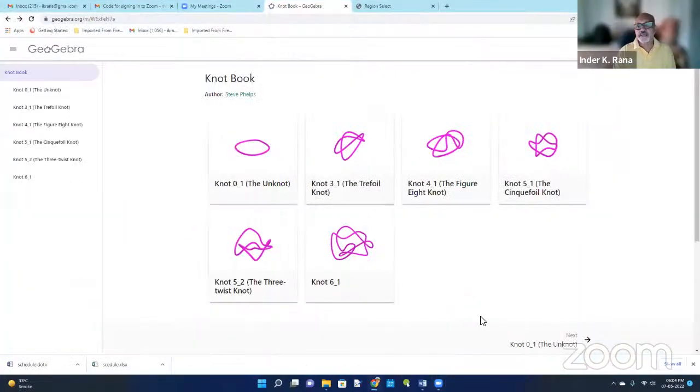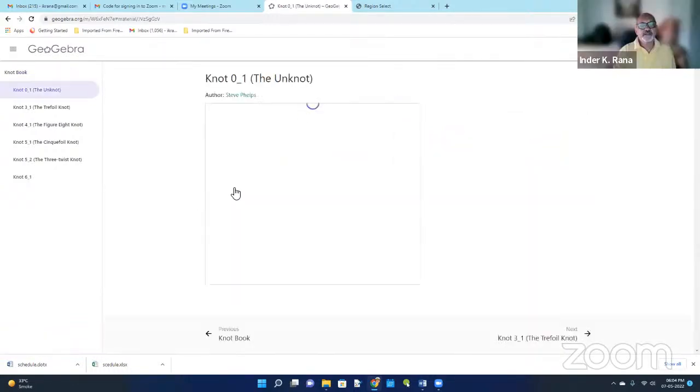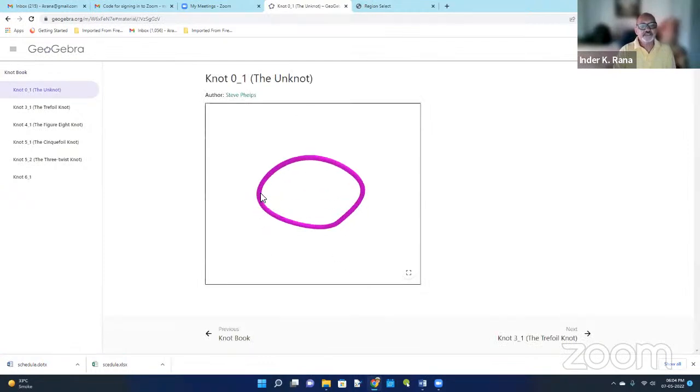So here is something called GeoGebra, which almost all of us know. And there are beautiful activities developed for knot theory. Here is one I have just picked up. For example, it shows all the knots. The knot 01, for example, if I click it, it shows the knot 01, right? Which can be rotated around.